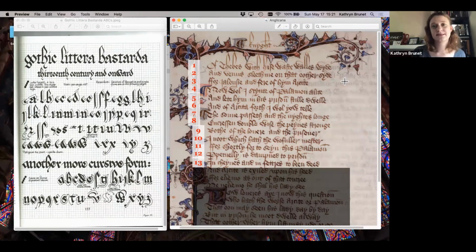So this is a copy of the Ellesmere Chaucer, which is currently housed at the Huntington Library. It is from around 1400, written in England. And this is an Anglicana style of writing. It's very beautiful. It's one of my favorites. It's kind of spiky and more compact.